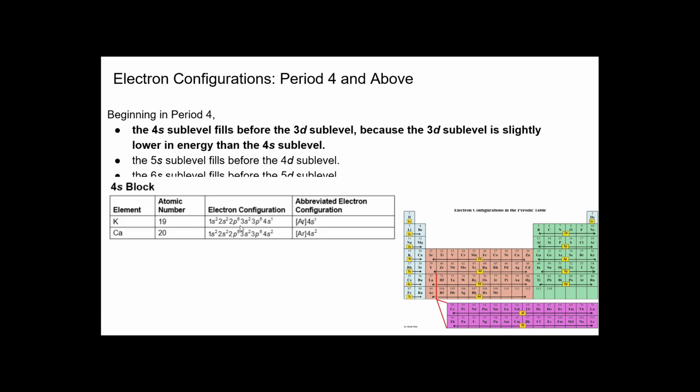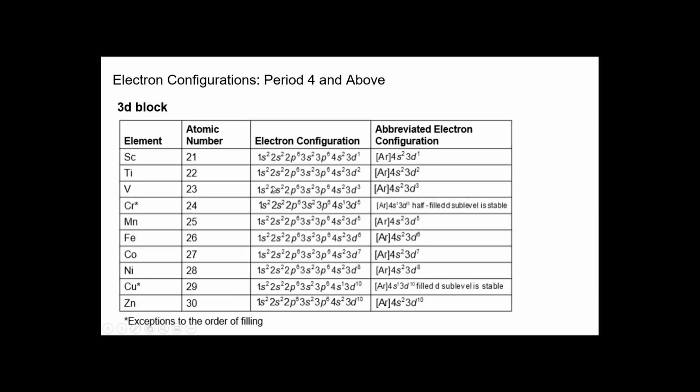All right, so electron configurations 4 and above. This thing moved again and it shouldn't. So I'm still giving you some here so you can see more examples. All right, but there is something weird that happens.